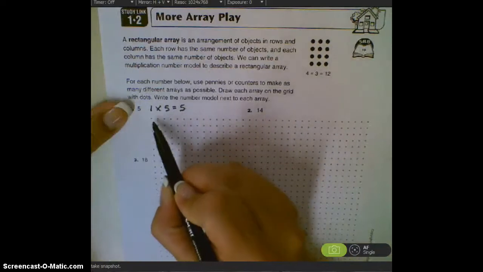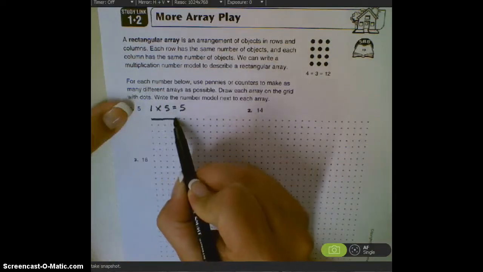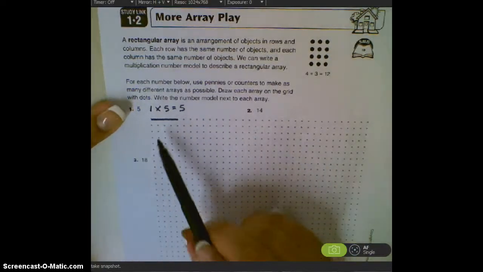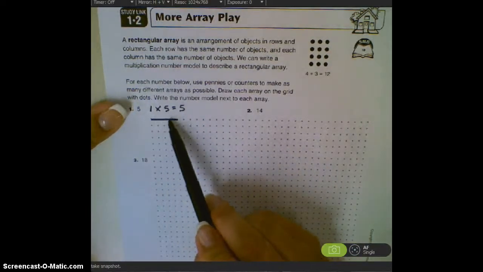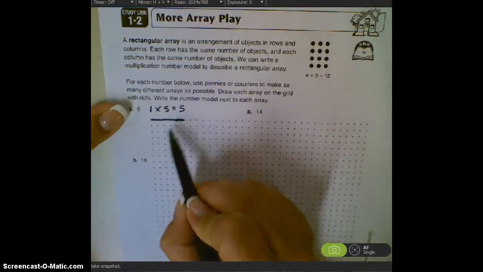Each time they're going to equal 5, so we'll draw 1 over, and there's our 1 by 5 array. Not very exciting. 1, 2, 3, 4. Oh, I might need to go over one more. A 1 by 5 array.